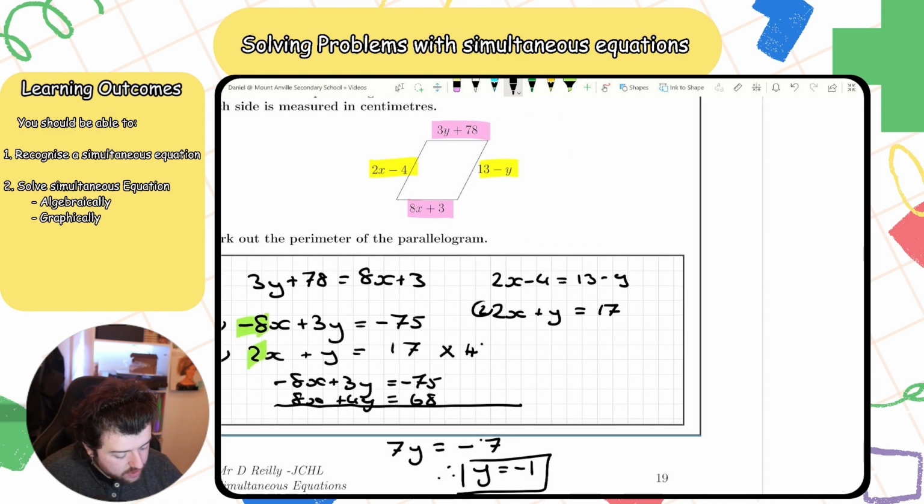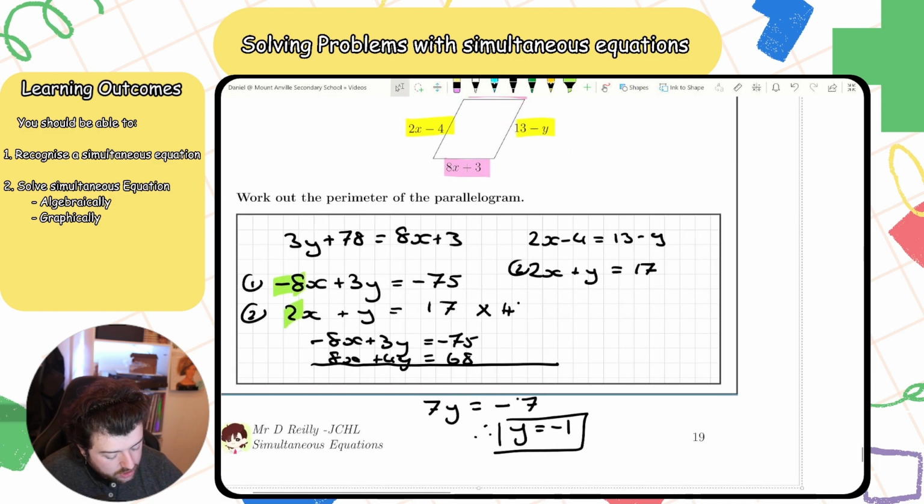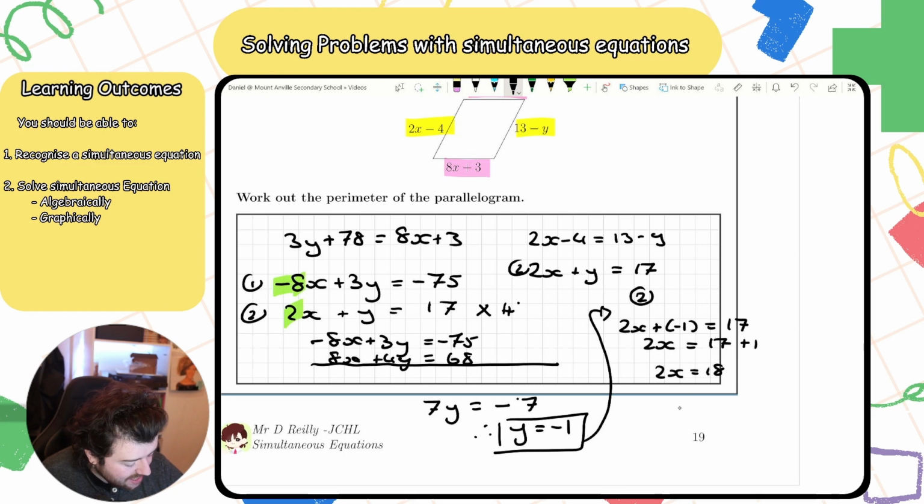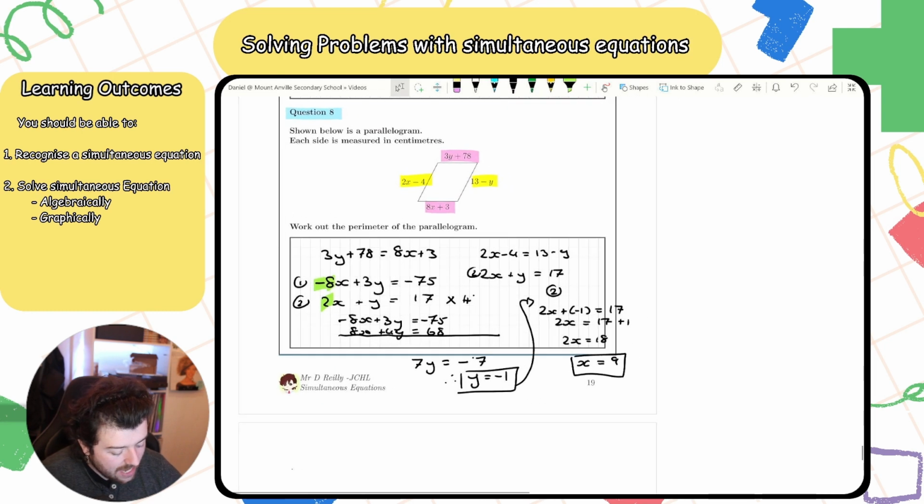Now I just need to sub it into one of my original equations, 1 or 2. I'm just going to sub it into equation 2. So 2x plus minus 1 equals 17. 2x is going to be equal to 17 plus 1. 2x is equal to 18. X then is going to equal 18 divided by 2, which is 9. So now I found out what x and y were.